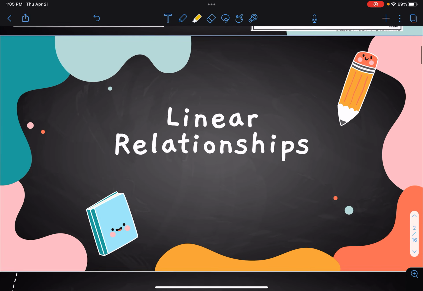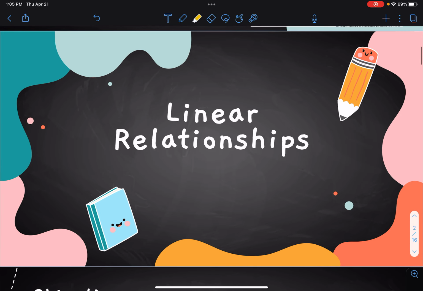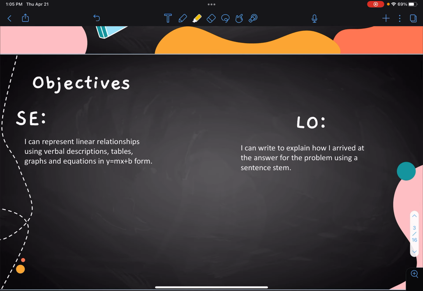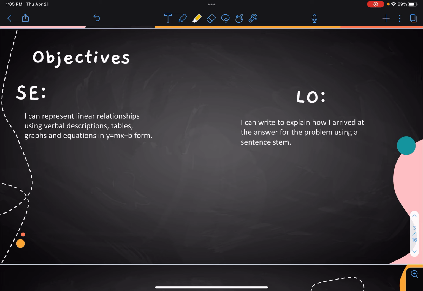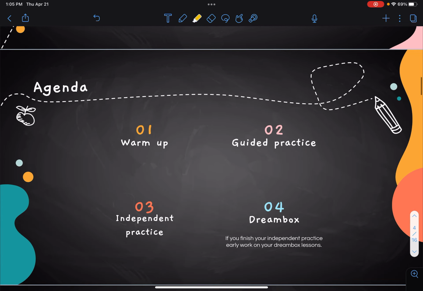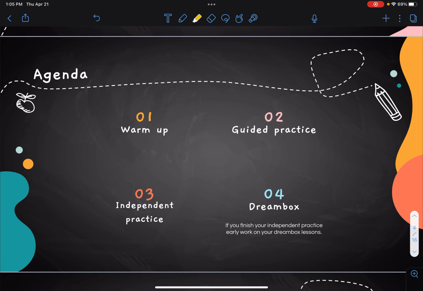All right, so like I told you in the previous video, we are working on linear relationships today. This is our objective and LO. Our objective says I can represent linear relationships using verbal descriptions, tables, graphs, and equations in y equals mx plus b form. Okay?